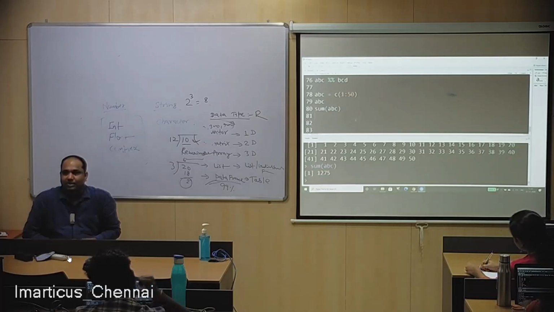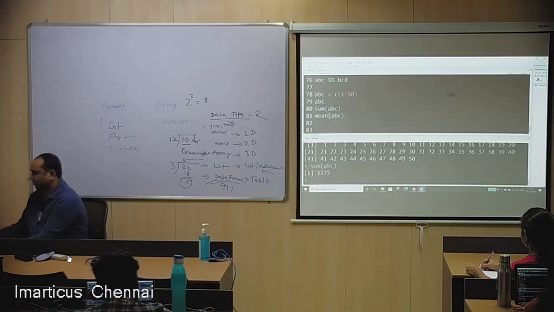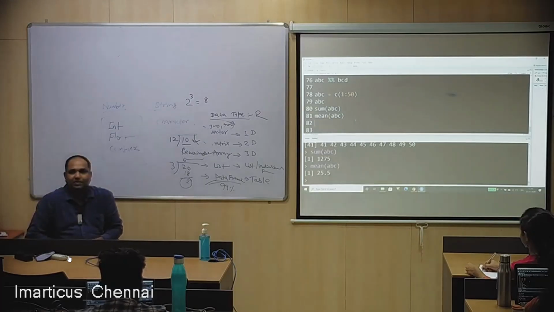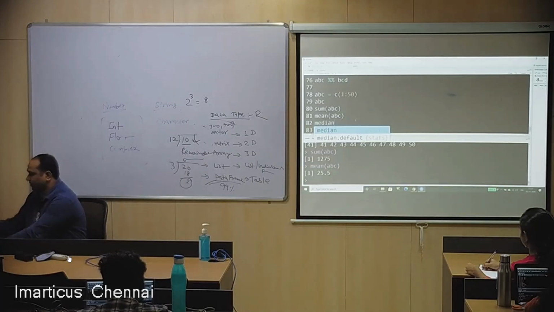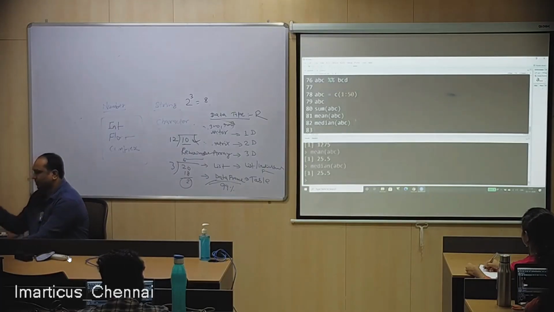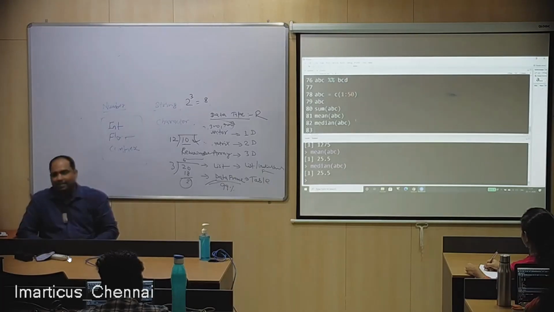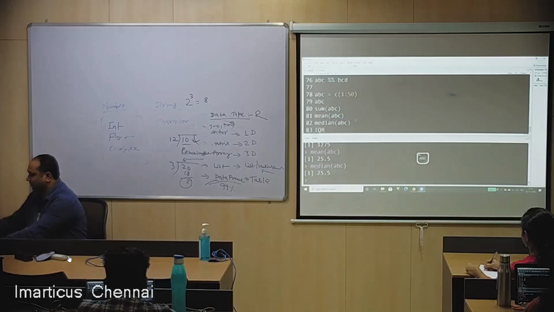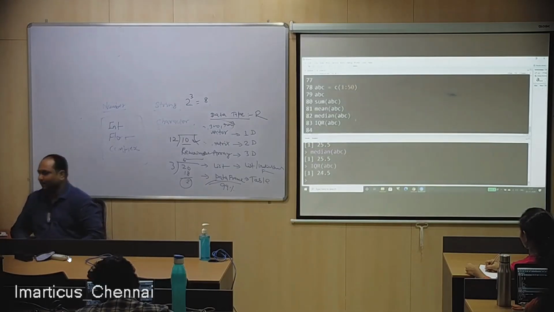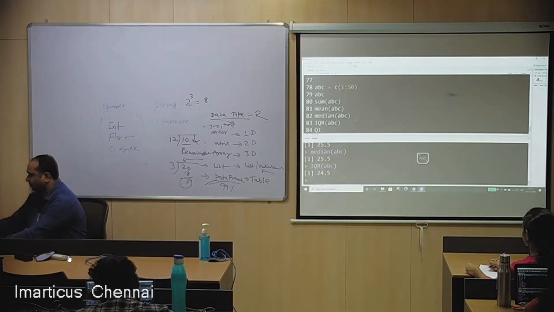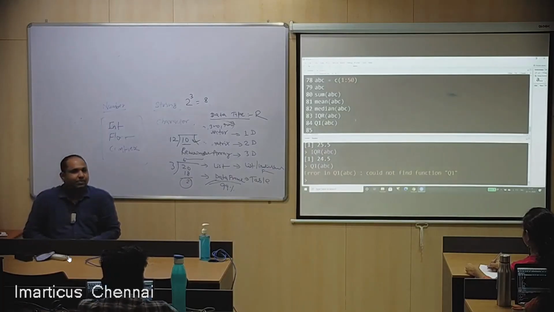If I'm writing mean, which means average value, of ABC, you will get the mean value 25.5. Are you with me? If I'm writing median of ABC, you will get the median value, the middlemost value. If I'm writing the interquartile range of ABC, I'm getting this. If I'm asking for quartile 1 of ABC, there is an error, quartile 1 is not coming, because we have to assign this value.